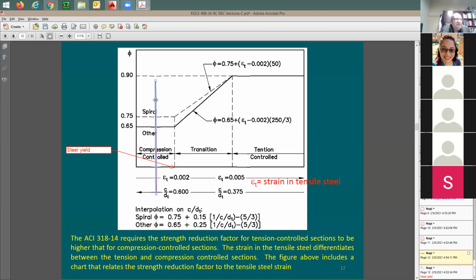You can see here, if the strain is somewhere in the middle, what do you do? You can say, well, in this case, let's say this is the phi factor value. You can just draw a vertical line. Once it hits this solid line, you go horizontally, and then with that, you read the phi factor. Or you can just use this equation.